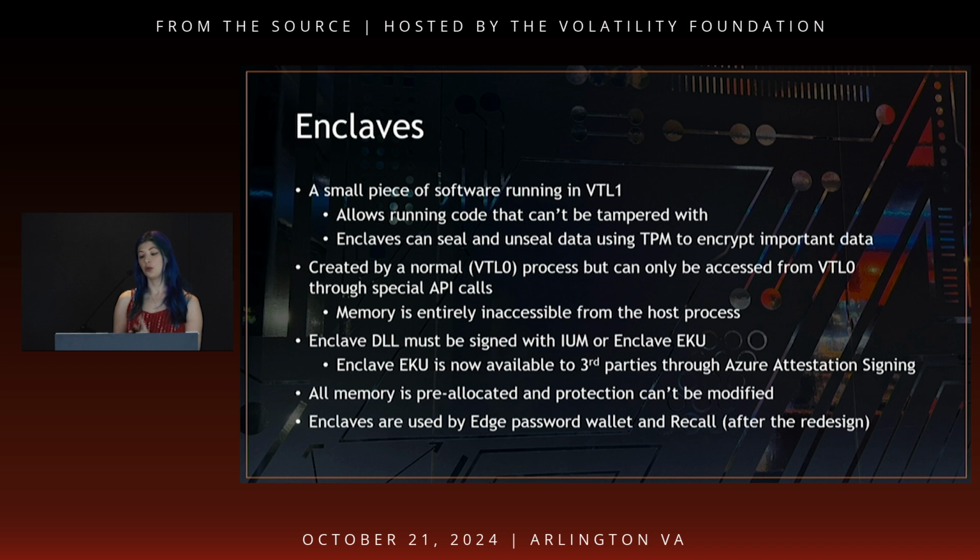So now to run in the secure environment, you need one of two signatures: either the isolated user mode one that is still only for very specific Windows code, or the Enclave EKU that Microsoft makes available through Azure Attestation Signing. So if you use that, you can sign a DLL and then load it inside of an enclave. That on its own still doesn't give you necessarily everything you want. An enclave is a very limited way to run things.